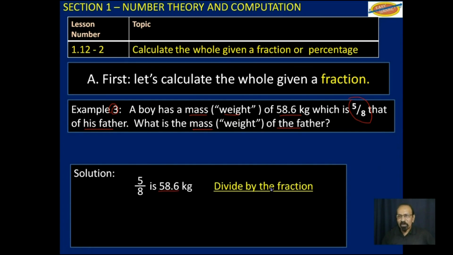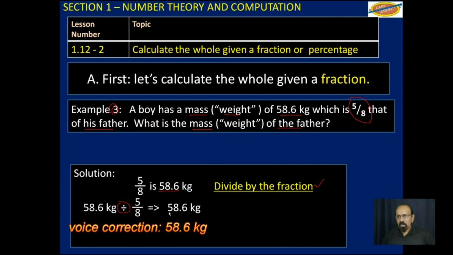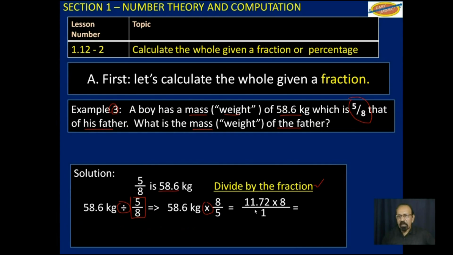The principle we learn is to divide the amount you are given by the fraction. And so you take 58.6 kilograms, you divide that by 5/8, which means multiply by the inverse of 5/8, which is 8/5. You work that out and you get 93.76 kilograms.